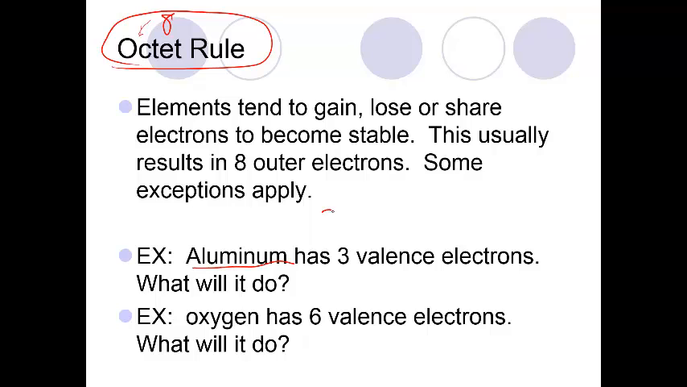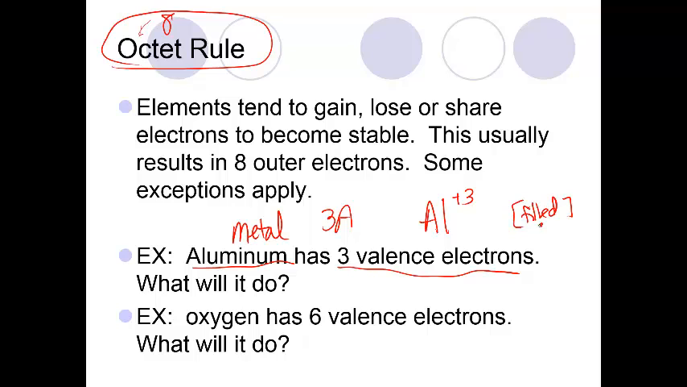Aluminum is in group 3A. So how many valence electrons does it have? 3 valence electrons. So what is it going to do? Well, if 8 is great, any atom that has 3 or less valence electrons is going to lose them. They're losers. Aluminum is a metal. It's shiny. It loses its 3 outer electrons and becomes a +3 charged ion. Why? Once it loses its outer 3 electrons, its inner shell or its core is filled and it's stable. Filled and stable.